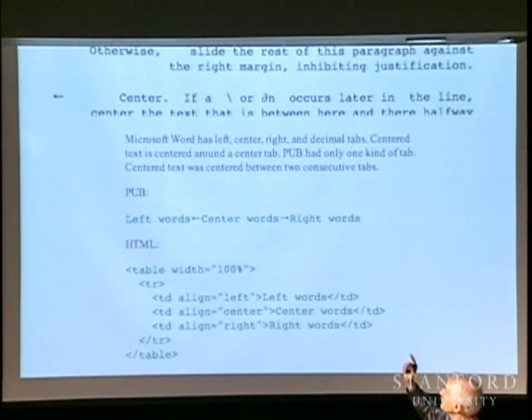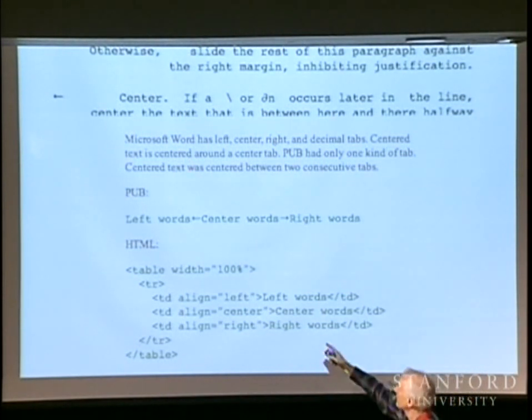Here's an example of something from the left side of the page, which is something out of the manual, and some from the right side of the page, which is some commentary about how this compares with Microsoft Word, how it compares with HTML and JavaScript and PHP and that sort of thing. So this is one of my favorites, because if in Pub you wanted to have kind of left, middle, and right stuff on a line.